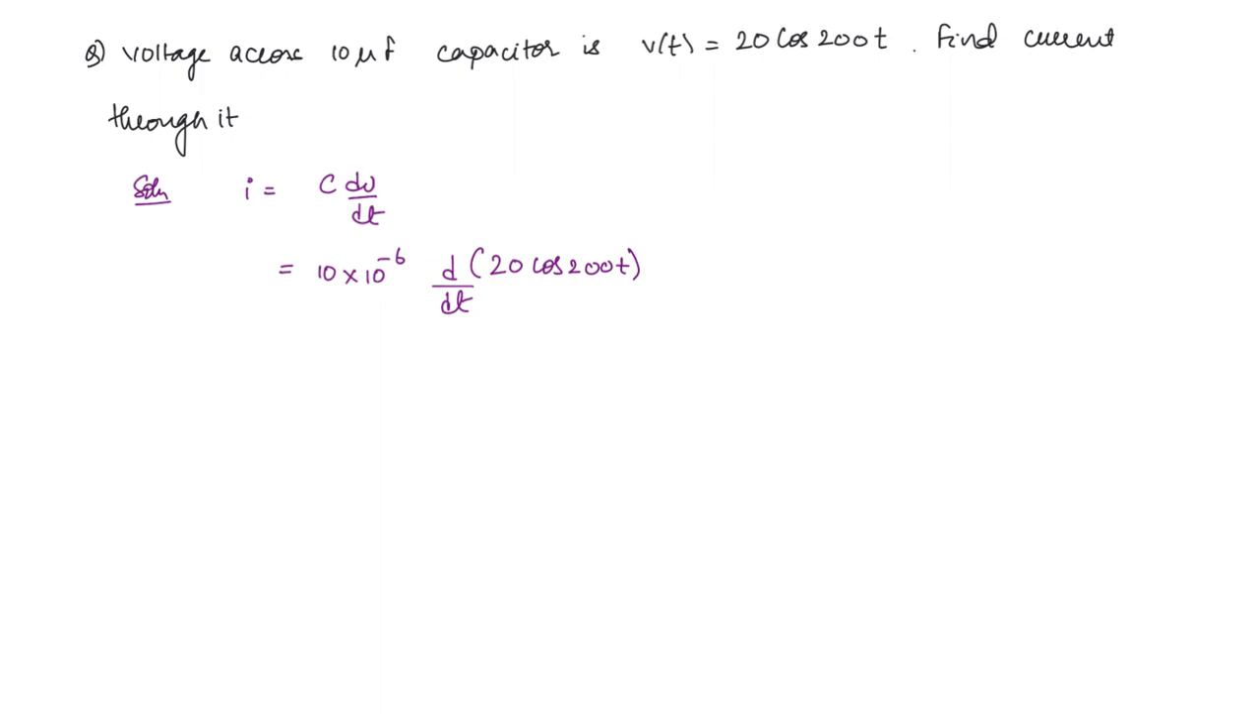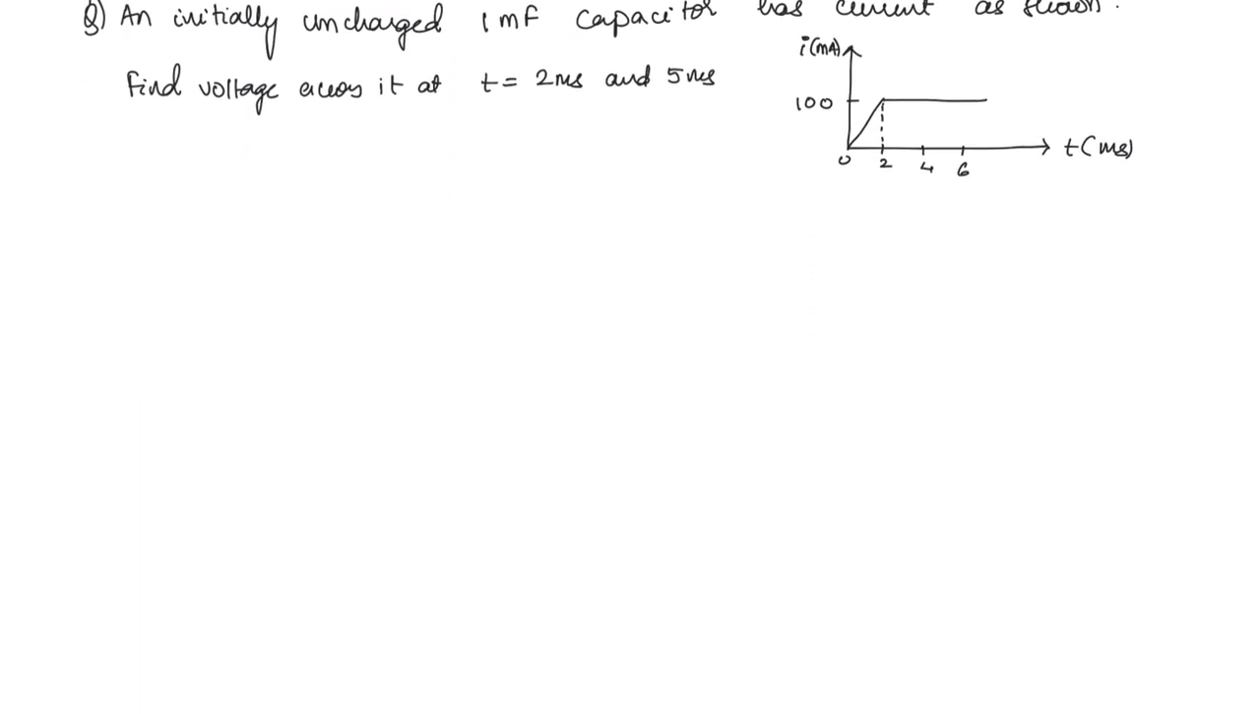Okay, so this is going to be 10 into 10 to the power minus 6 into 20 into 200 into minus sine 200 t. So the final answer you are going to get is minus 0.04 sine 200 t, and what will be the unit here? Amperes.